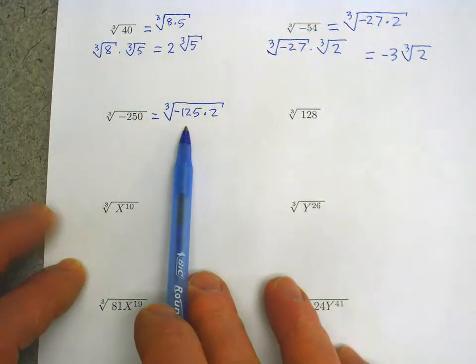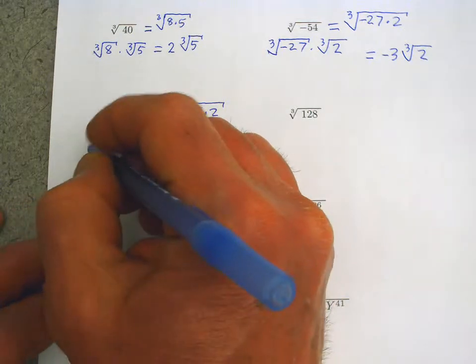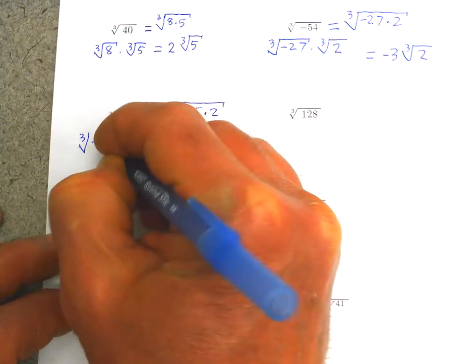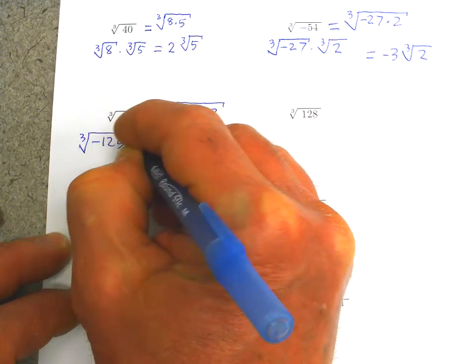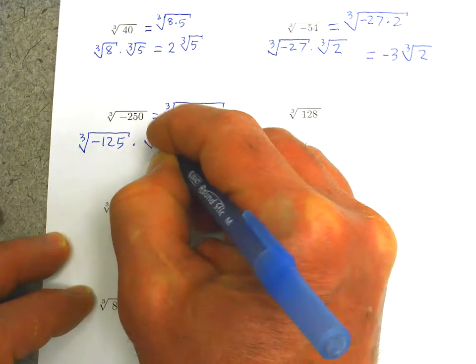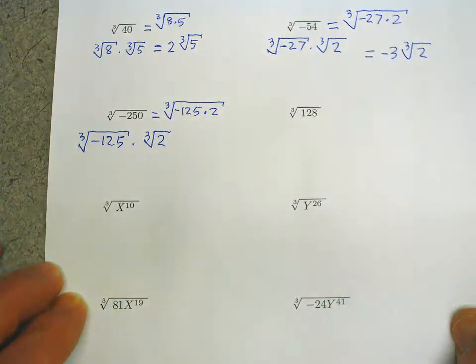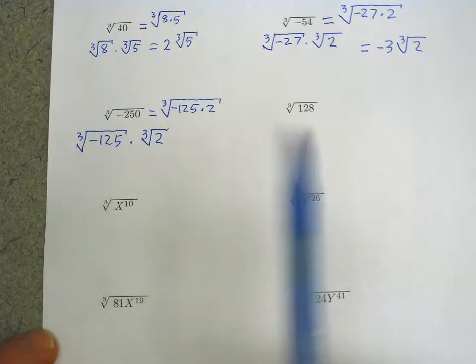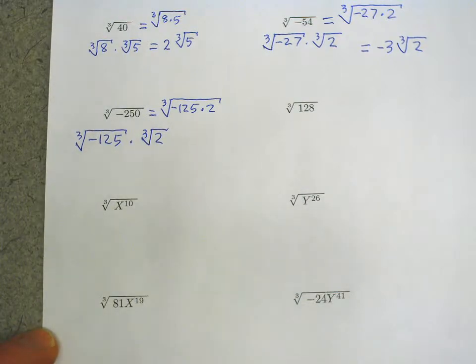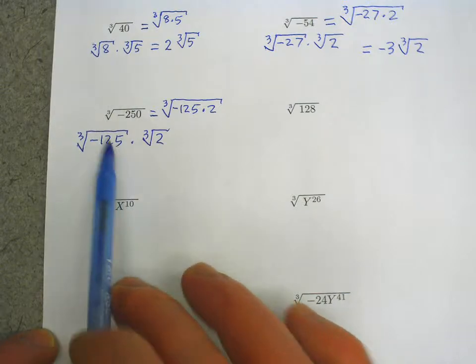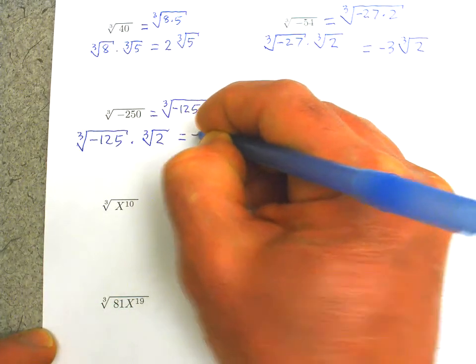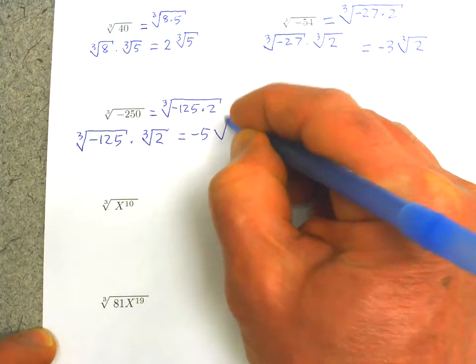And then write this as a product of cube roots. The cube root of negative 125 times the cube root of 2. And the cube root of negative 125 is negative 5, because if you raise the number negative 5 to the third power, you get negative 125. So this simplifies to negative 5 times the cube root of 2.